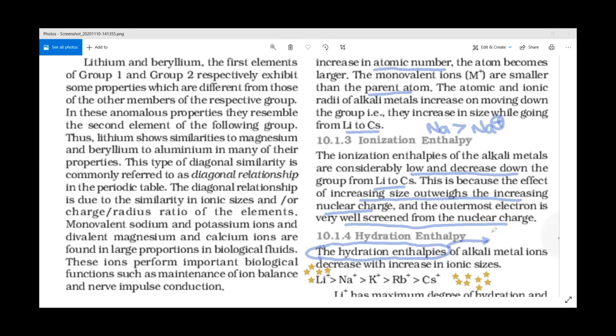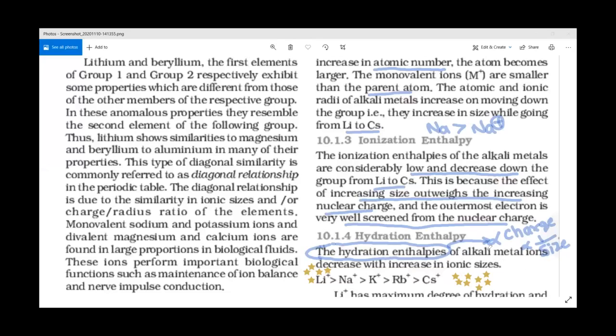Actually, I will tell you, hydration enthalpy is directly proportional to charge and inversely proportional to size. Inversely proportional to what? Size. Now they will ask: the hydration enthalpy of alkali metal decreases down the group because... which reason will you tell? What will be the answer? Why does hydration enthalpy decrease down the group? It is not because of the charge, because all alkali metals have the same charge. So charge won't be the reason. What will be the reason? Size. Down the group size increases, hydration enthalpy decreases.